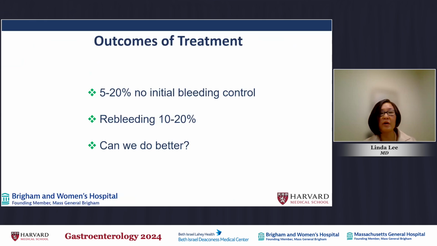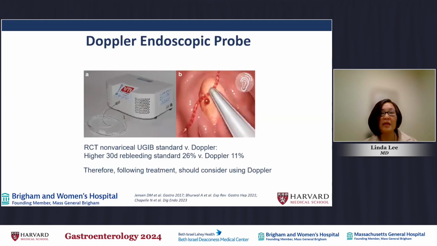So I think we still need further studies to understand its role as primary therapy. Now, in terms of outcomes of endoscopic treatment, anywhere from 5 to 20% of the time, we're not able to establish initial bleeding control. Rebleeding occurs about 10 to 20% of the time. So the question is, can we do better? And the Doppler endoscopic probe that can be advanced down your biopsy channel may help with that. So this is an RCT looking at non-variceal upper GI bleeding. And you can see there when Doppler was used, the 30-day rebleeding rate was lower.